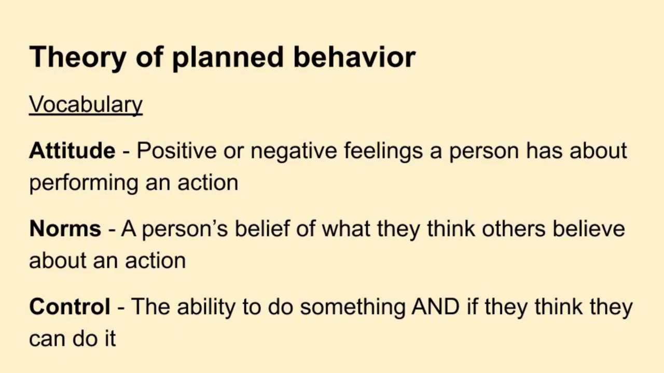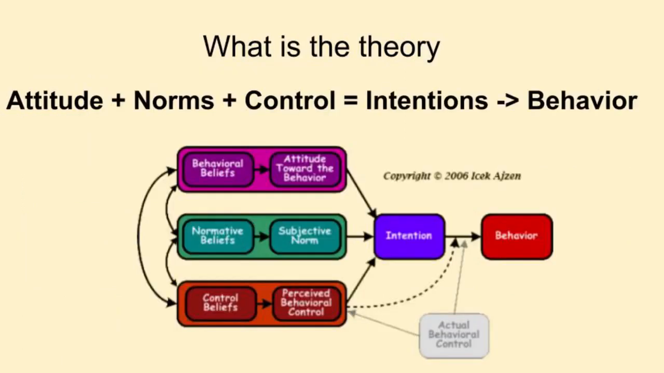So the theory of planned behavior is kind of like a framework for how you can assess or view different social engineering attacks. So what is the theory? In short, the idea is that your attitude, positive or negative, plus the norms, positive or negative, plus your control over performing an action equals your intentions, which can then lead directly to behavior.